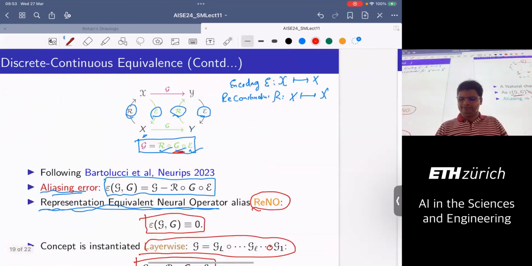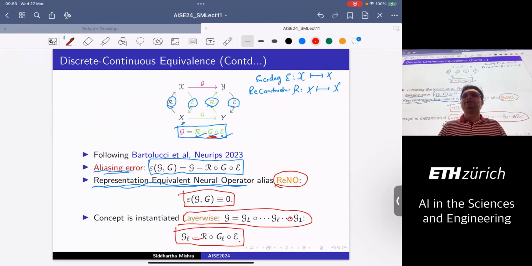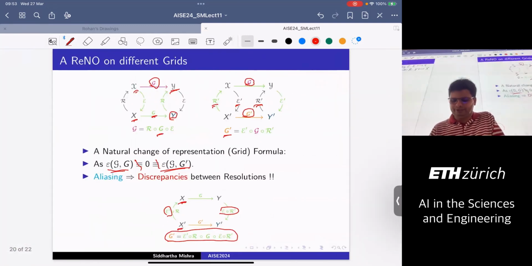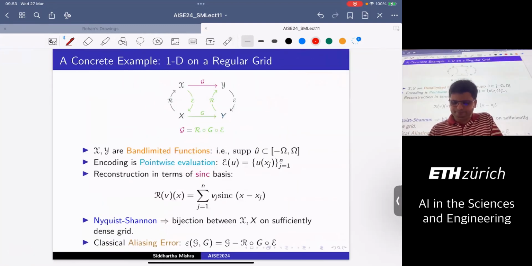So if you had this representation equivalent neural operators, which allows for a seamless match between the grids, then you are able to do this. Let me give you an example, and then perhaps it becomes clearer. Because what I haven't given you is what is the function space, what is the encoding, what is the reconstruction, and so on, because there are, of course, multiple examples of it. But the example that we are going to concentrate on quite a lot, just for simplicity in 1D, but this can be done in any dimensions, is by using what are called band-limited functions.